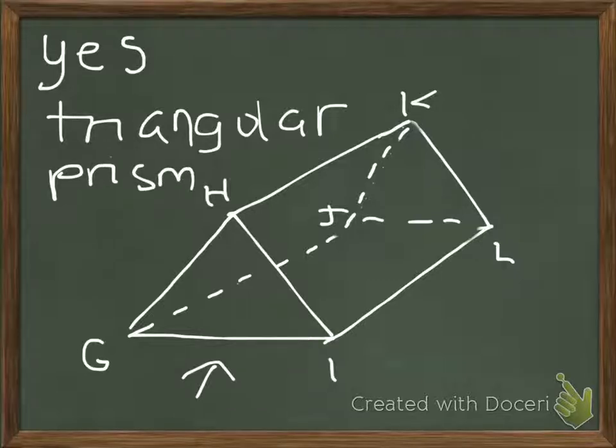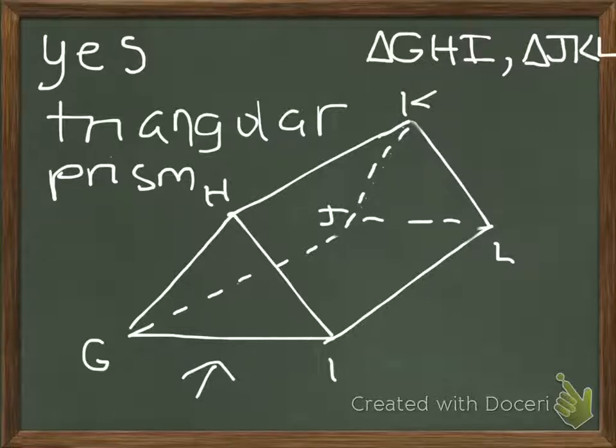And now we need to start naming all the parts. If we're going to name the bases, those are going to be the triangular shapes. So we're going to name them with a triangle symbol in front of the three letters. So we have triangle GHI, and then triangle JKL. And these are considered the bases. And again, with a prism, the bases are usually the shape of what the prism is called. So those are the bases.